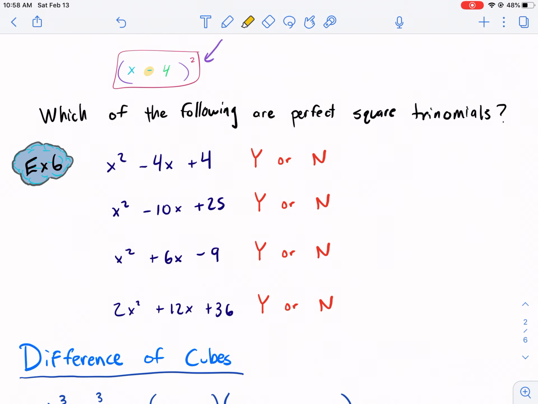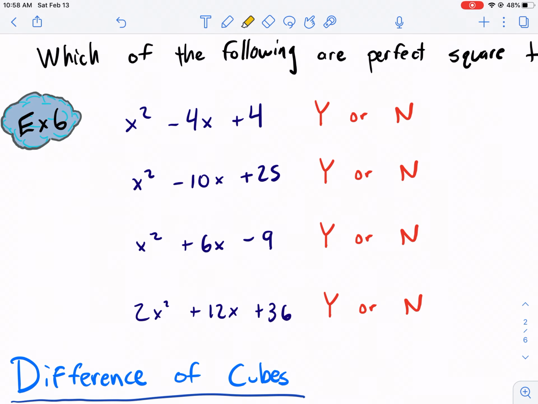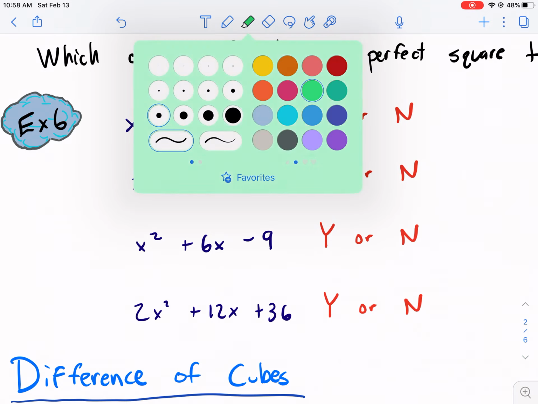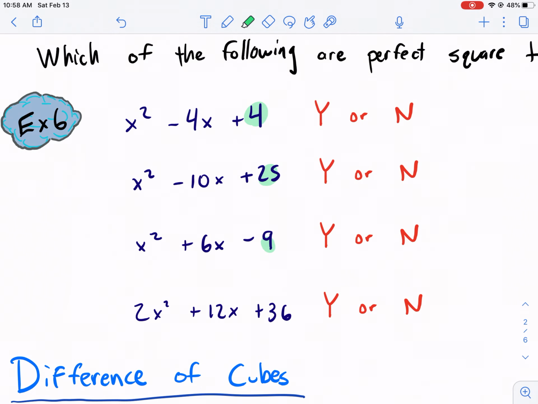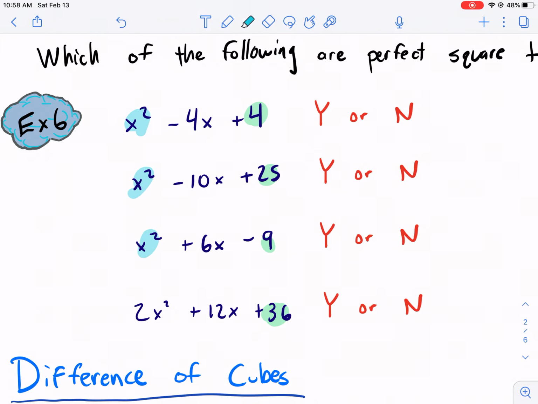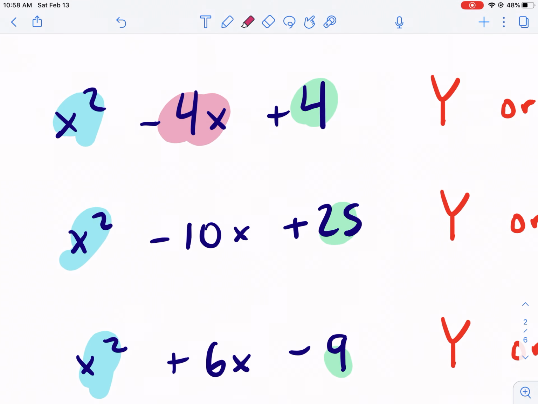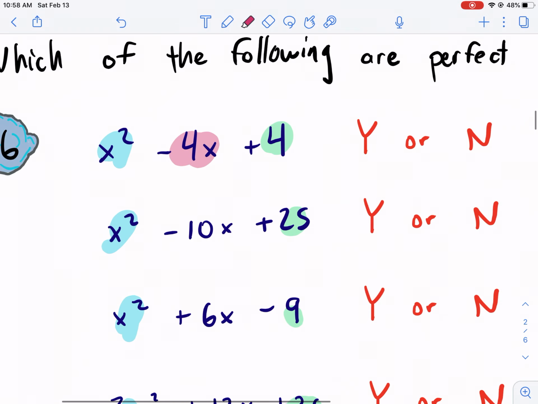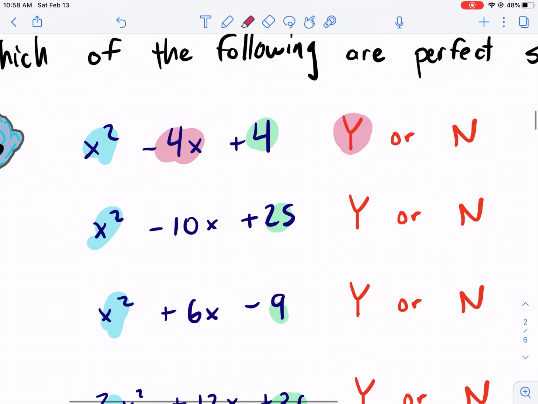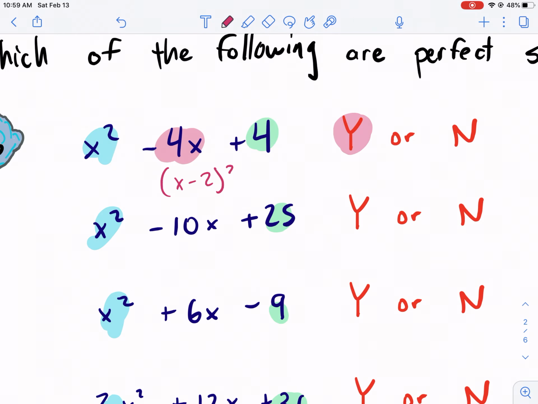Last one, which of the following are perfect square trinomials? We already learned that example 5 was not, how it was written. Okay, so what we're doing here is we're looking for, first, do we have squares here? Okay, and the second thing, do we have squares here? And more importantly, is the middle term double the product of the two square roots? So the square root of 4 is 2. 2 times 2 is 4. Okay, this one is, yes, it is a perfect square. And if we were to write it, we would get x minus 2 quantity squared.